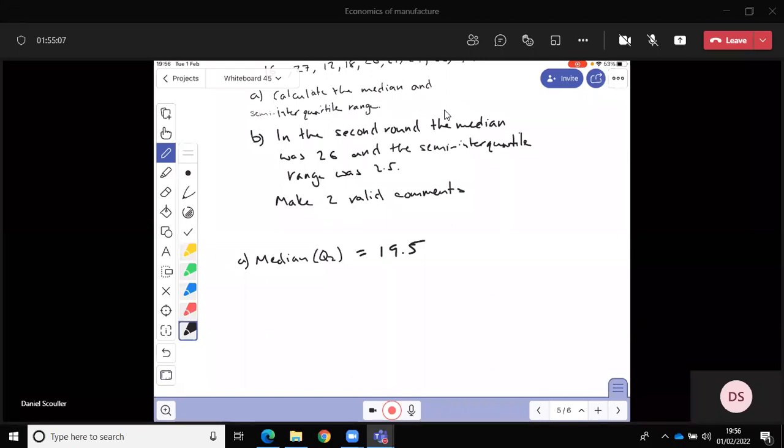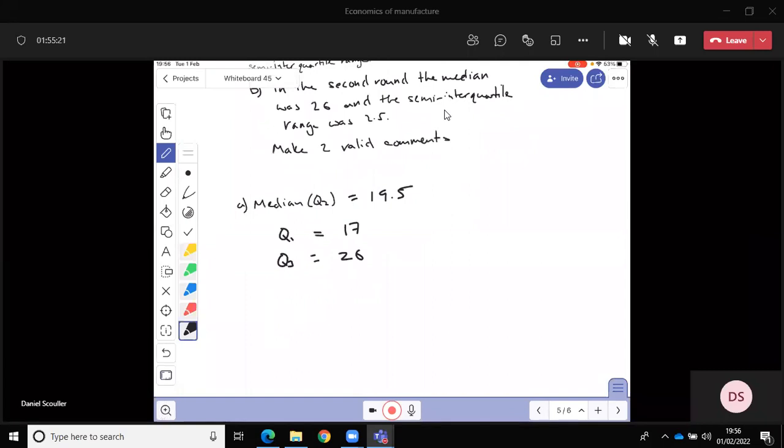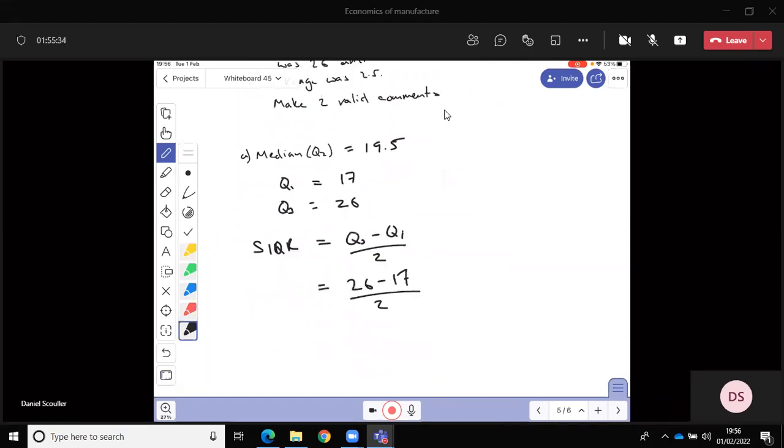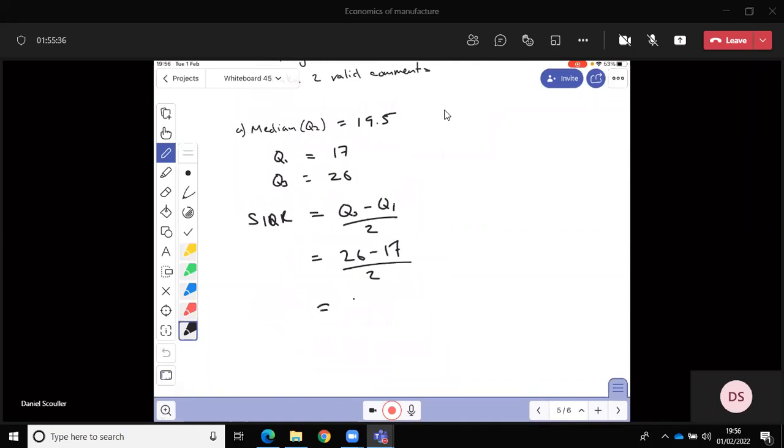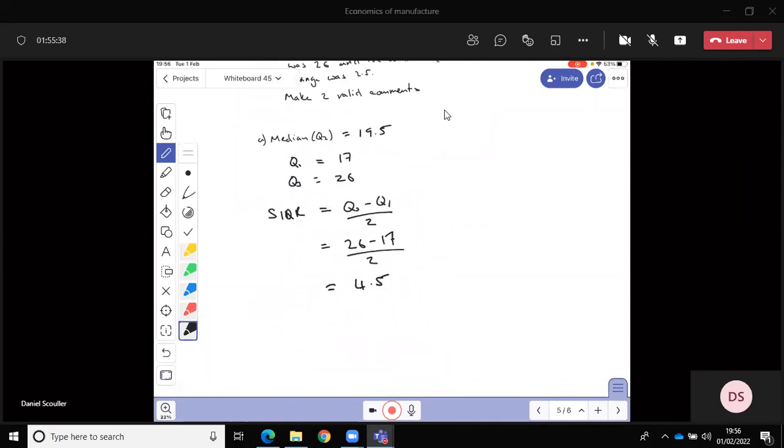Median Q1, so Q1 was 17. Q3 I got as 26. That means the semi-interquartile range, which is Q3 minus Q1 over 2, would have been 26 minus 17 over 2, which is giving me 4.5.